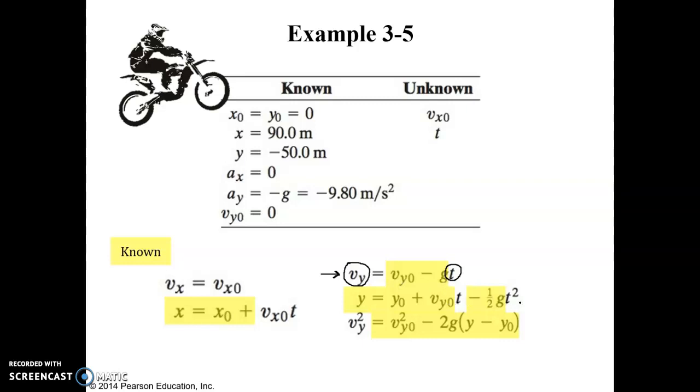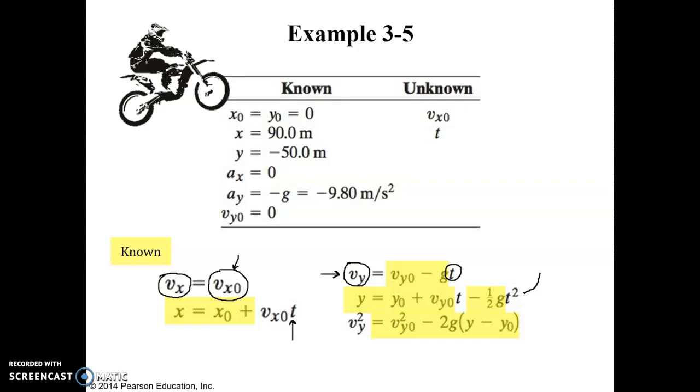We have time in this one. Time is the only unknown. That could potentially be useful. And in fact, time is kind of critical because time is what links these two x and y categories of equations. That's the one thing they each have in common is time. So if we want to eventually get over here to know what the initial x velocity is, how fast he needs to take off in order to get there, we need to know time.